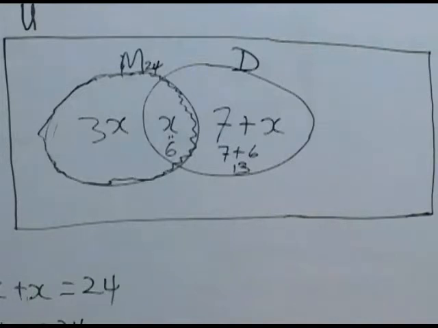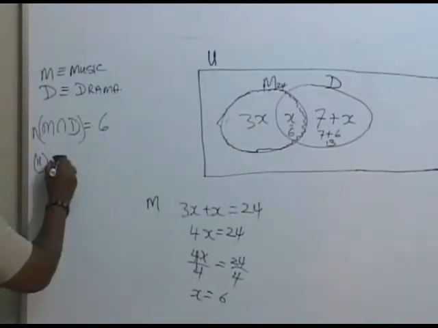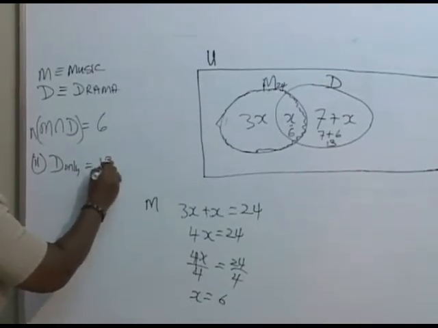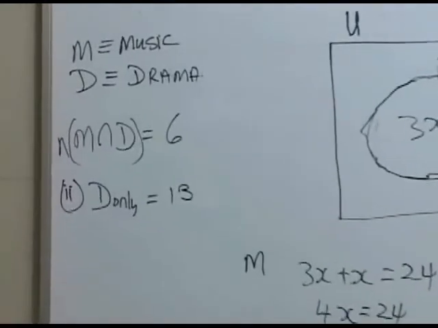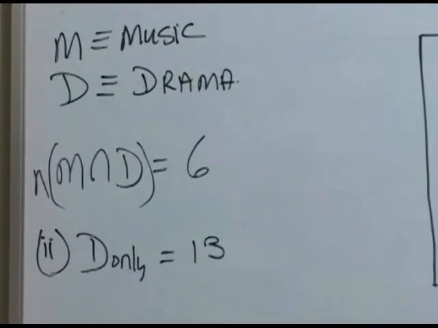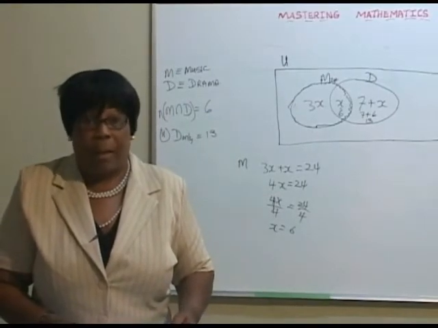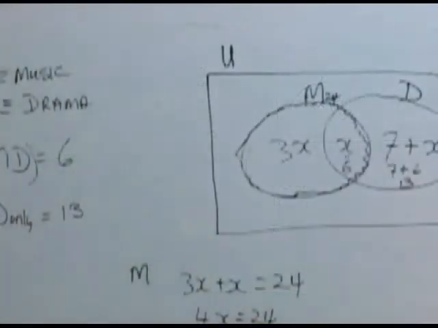So the second part, the number who take drama only, okay, D only would have been equal to 13. All right, and so that is what we're dealing with. Nobody has asked us for anything else. Don't spend time working any other part of the question. That is what it is. That is where we end and we move on. 4 marks, you're not going to spend 10 minutes on a 4-mark question, okay? So look at the other one coming in for you, okay?